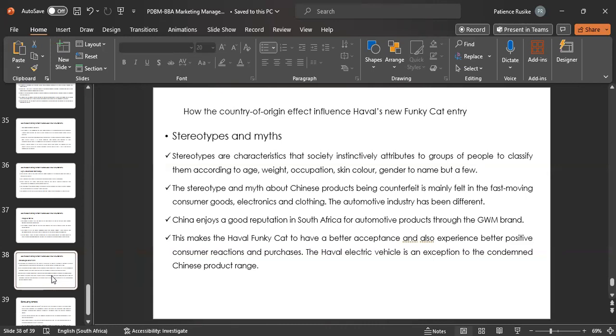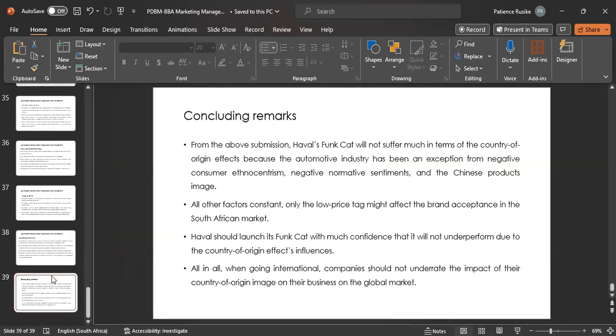So that's how the country of origin influenced the market entry into South Africa, right? Maybe just to conclude, maybe give the concluding remarks. It was a discussion whereby we were looking at what can happen because of the reputation of Chinese products. We spoke about ethnocentrism. Does it work when it comes to this type of product, which is an electric, new concept product? So we can conclude that this Avao brand will not suffer much in terms of country of origin effects, because the automotive industry has been an exception from negative consumer ethnocentrism.